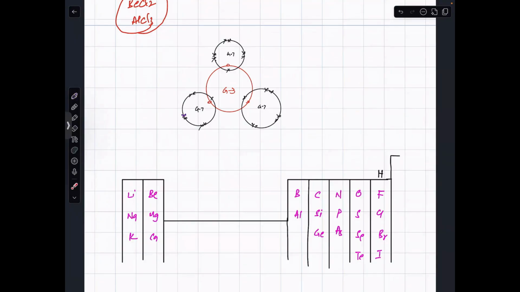See, this is group 3 and this is group 7. Now, their last shell is complete. It's complete. But what about the central one? This one, its last shell is not complete. It's a group 3 element.